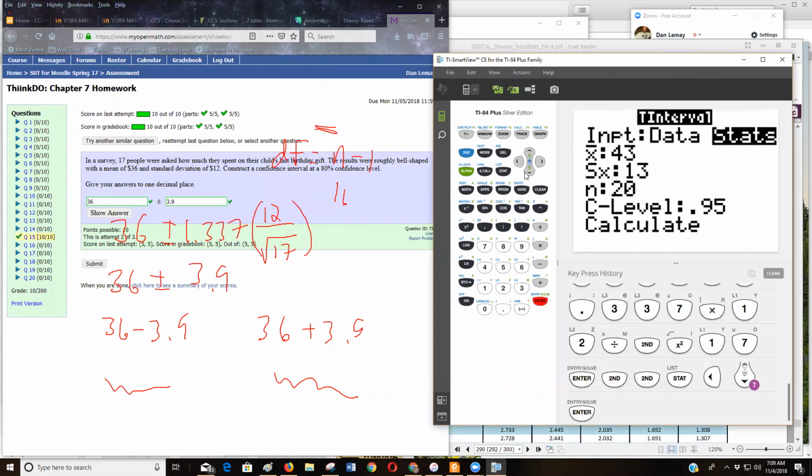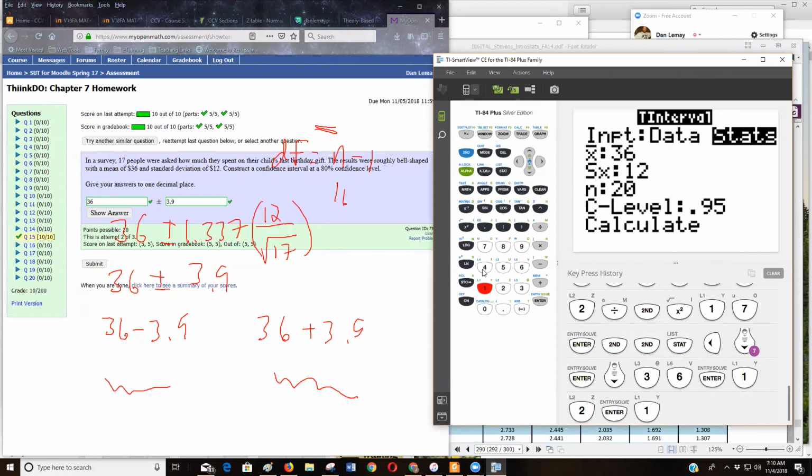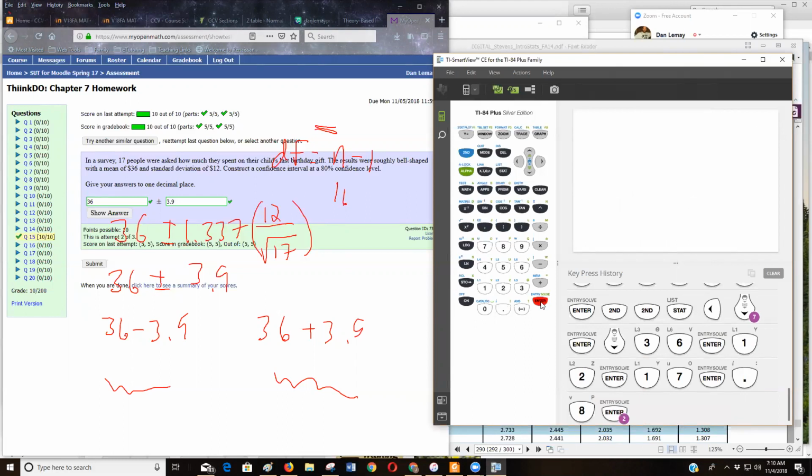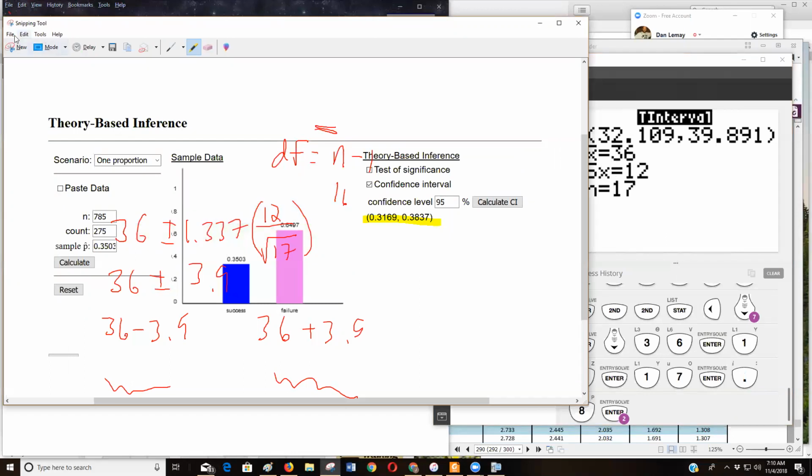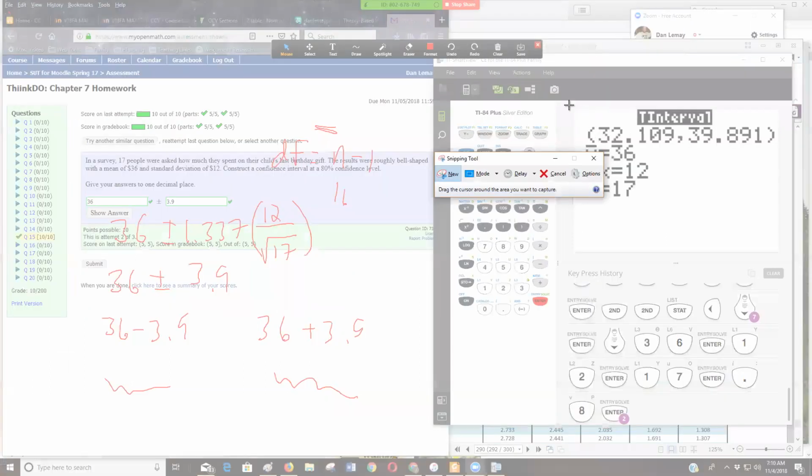I've got statistics. I've got a mean of 36, a standard deviation of 12, and 17 individuals. I want an 80% level of confidence. If I let the calculator do this, see how it's given me the lower bound and the upper bound? If I didn't know what the margin of error was, I'm going to subtract. Let me screen capture this just in case I lose that.